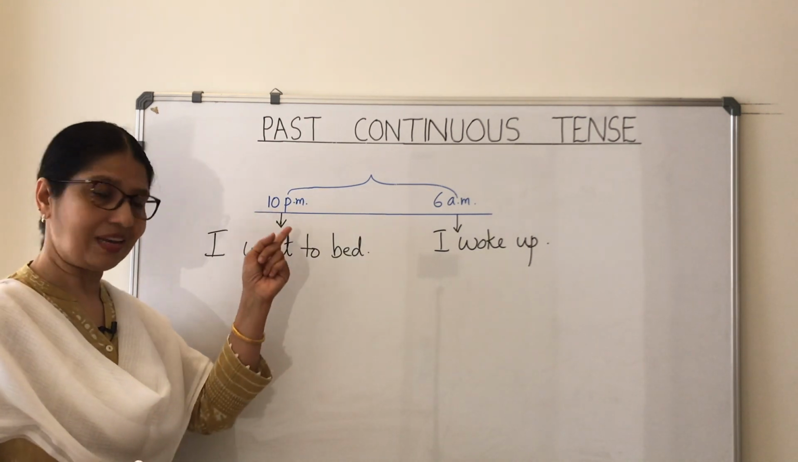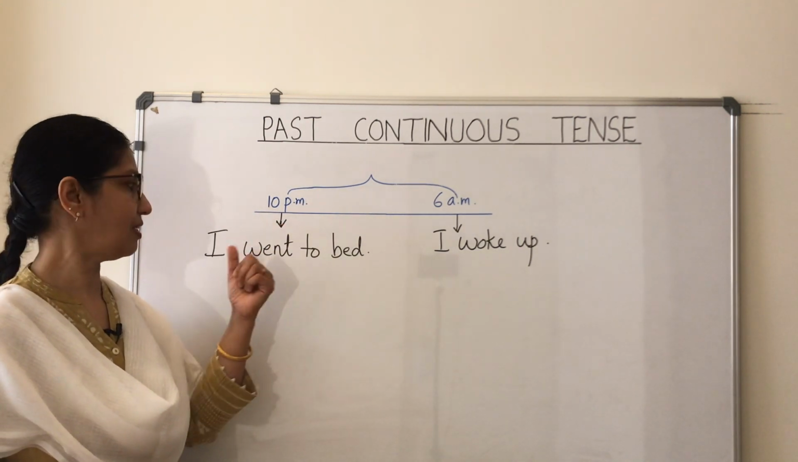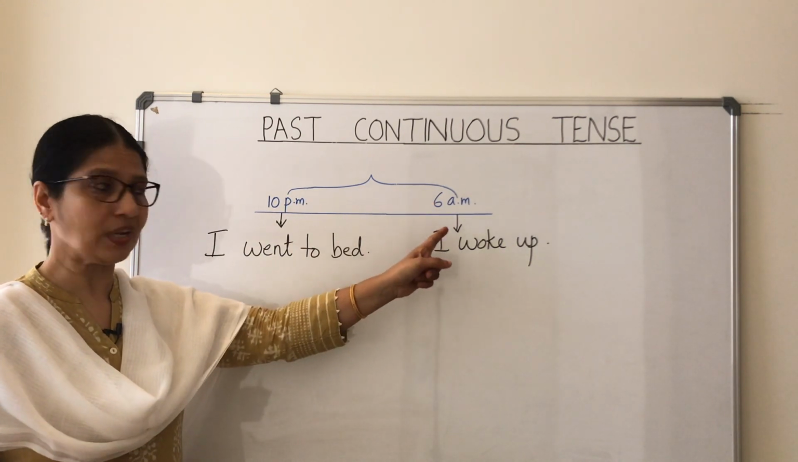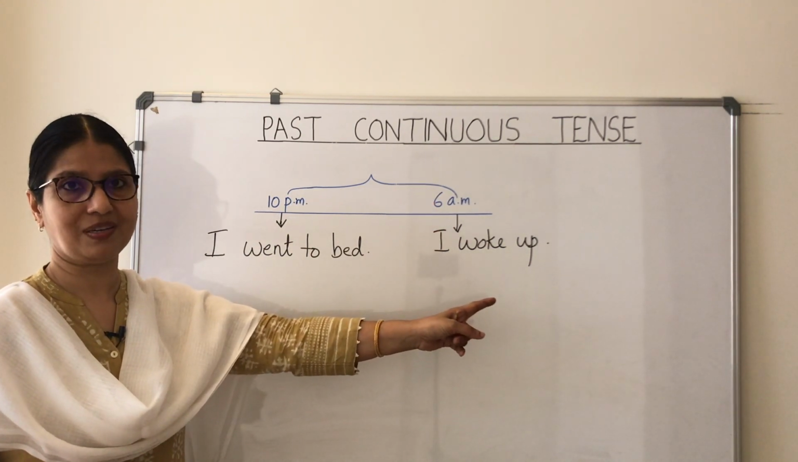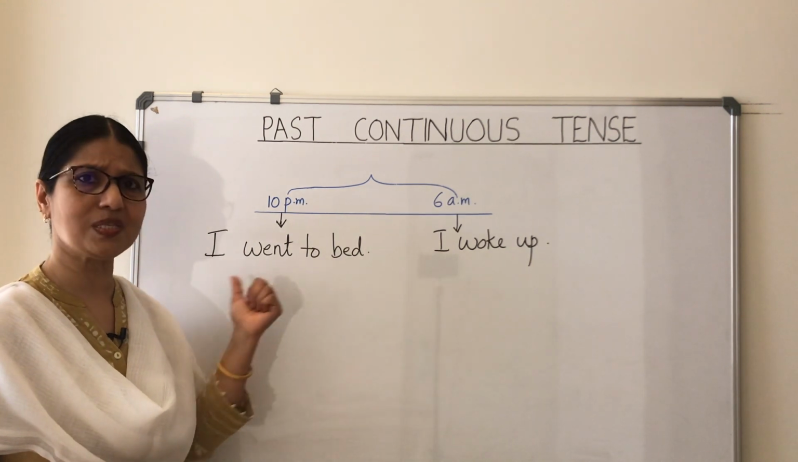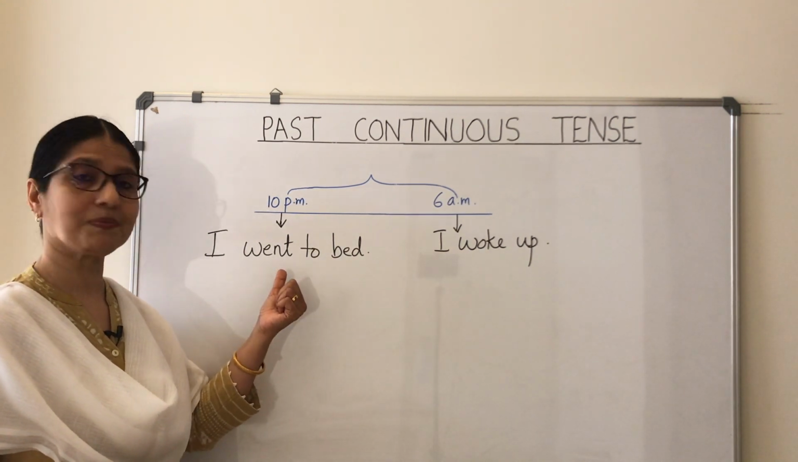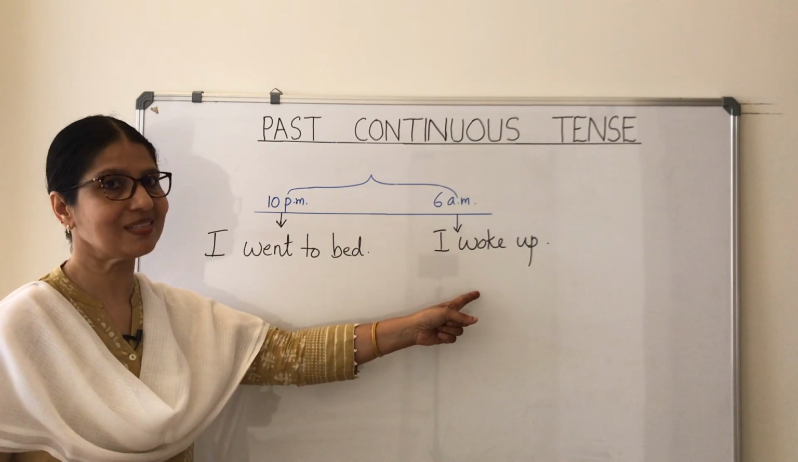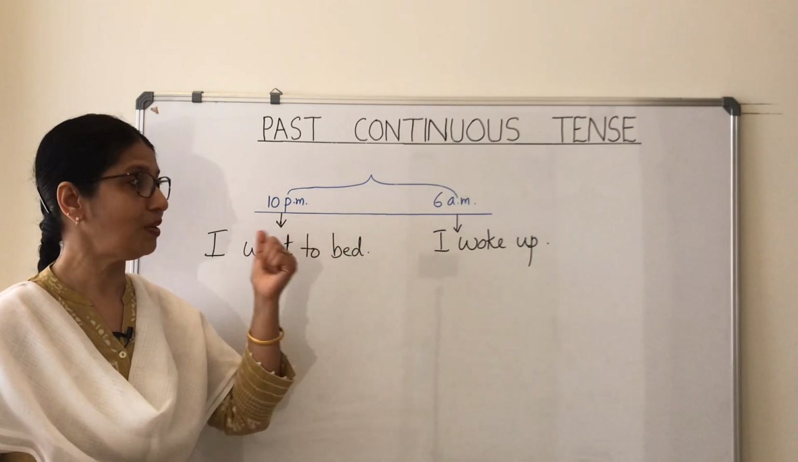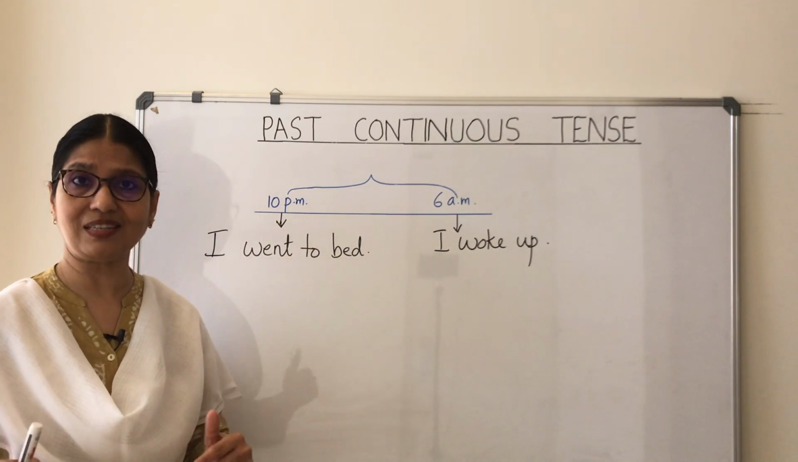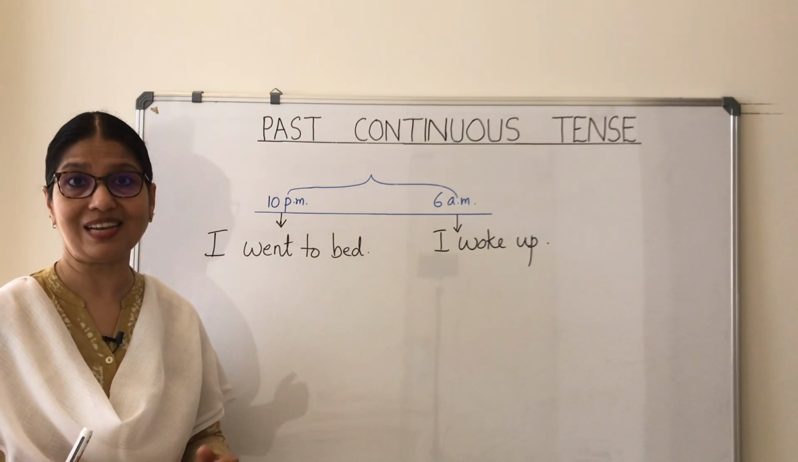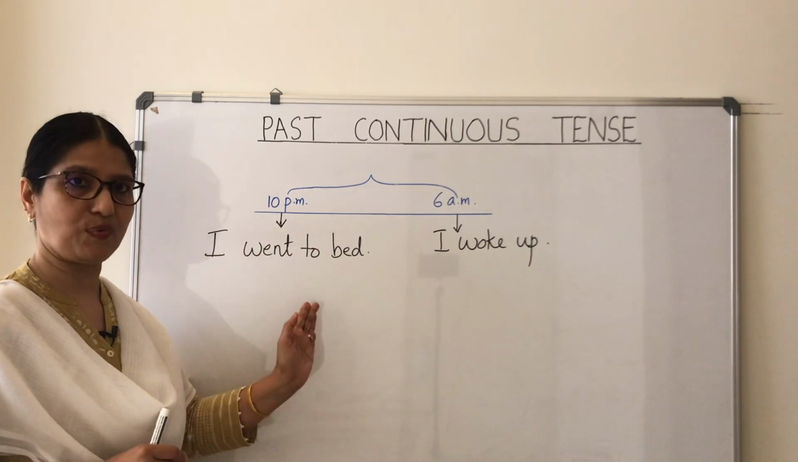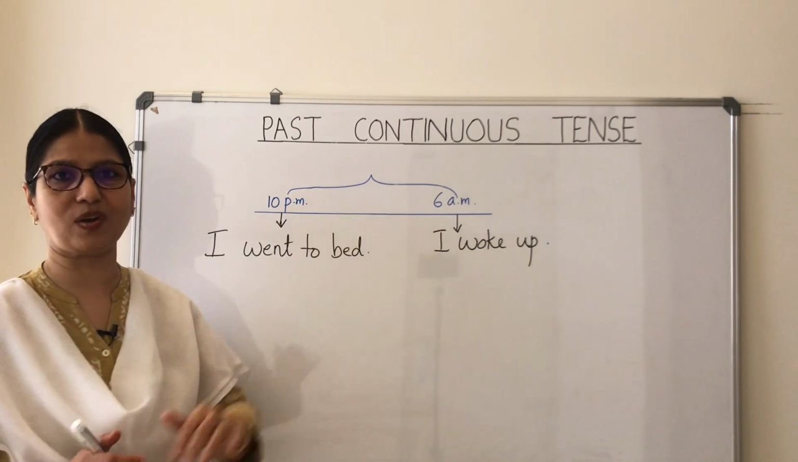Imagine yesterday at 10 at night, I went to bed. And today at 6 in the morning, I woke up. So which tense have I used here? Here I used past simple tense, because I'm using this tense to talk about an action that was completed in the past at a specific point in time. At 10, I went to bed. At 6, I woke up.